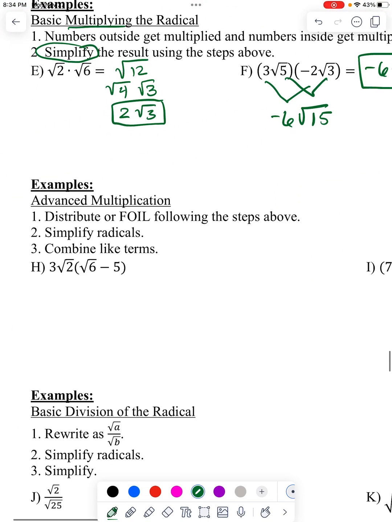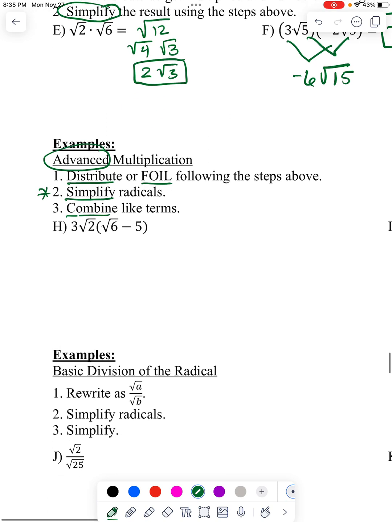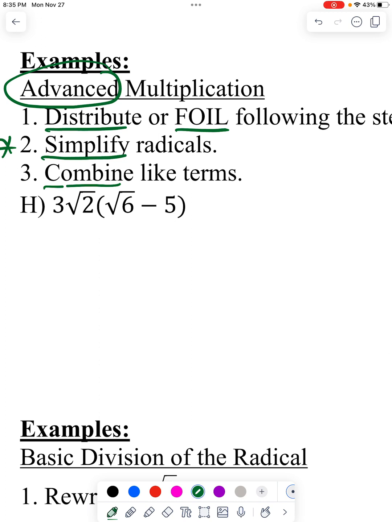So this one's more advanced, same kind of process, but now you're going to need to distribute or FOIL. Those are skills you already have. We're adding to that simplifying the radicals, which is our new skill from today, and combining like terms, which you already know. So there's a lot of steps, but we actually know how to do all of them from before.